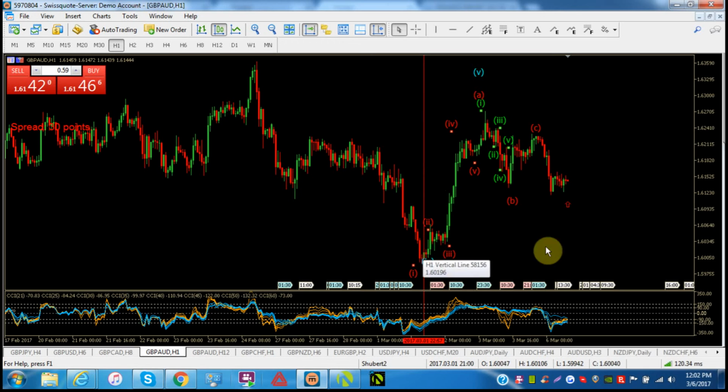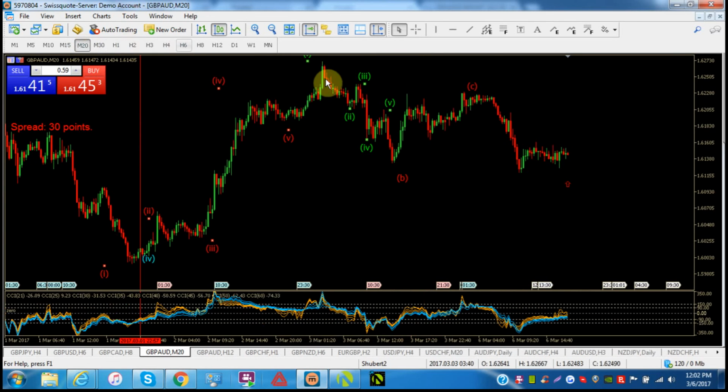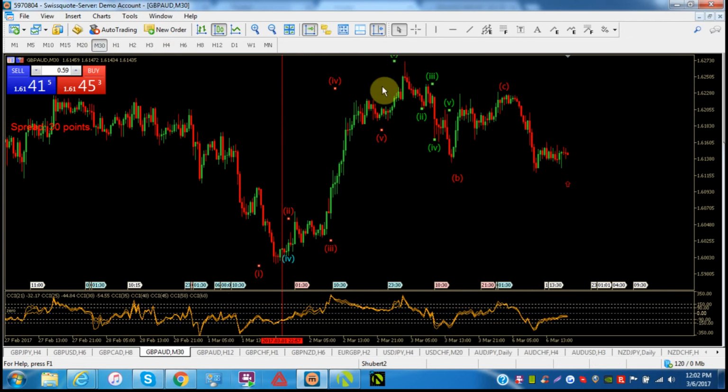So now let's just concentrate on this. Here's the move up, and now we're going to have an ABC correction to that. This is the A. And again, the A is usually in 5 waves, which I have labeled in these green numbers. If I go down to a lower time frame, let's go to the 30-minute, you can see the 1, 2, 3, 4, 5. And as I said, wave B is usually 3 waves, which this is. So here's B going up.